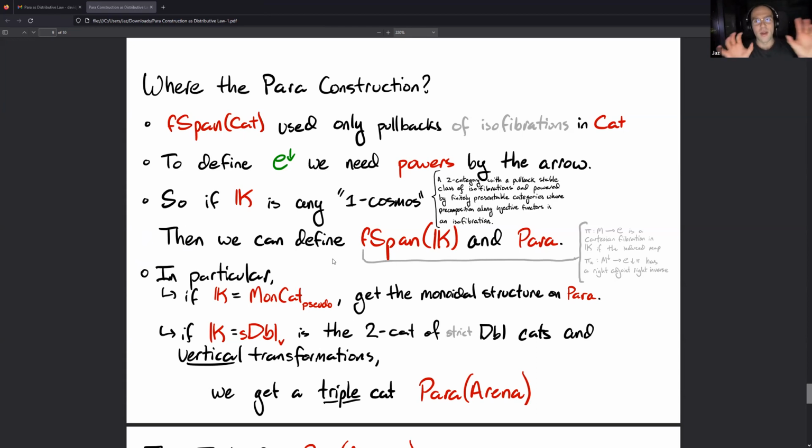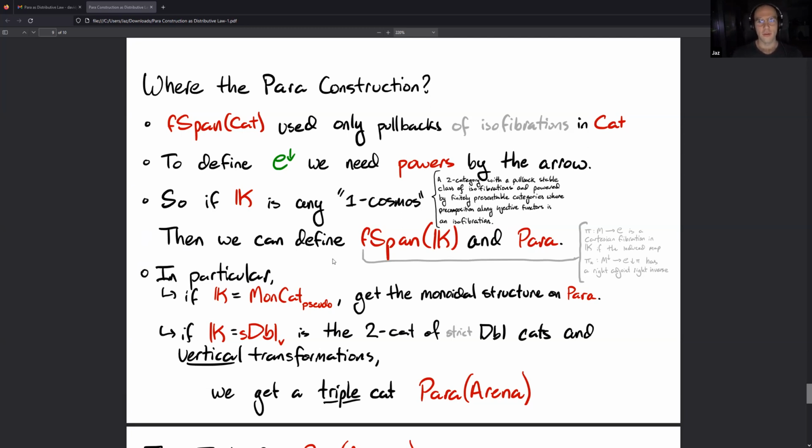But if you write down what it needs to happen, you notice that things have to move around for it to be written in the right order. So we do that. And if we use K to be the strict double categories where we use the vertical transformations, then one of those strict double categories with vertical transformations was arena. So we can get a triple category, para arena, where by triple category, I mean a pseudo, a weak internal category, a pseudo monaded span, and this kind of spans of strict double categories with vertical transformations.